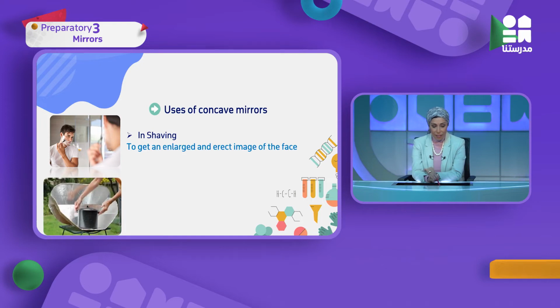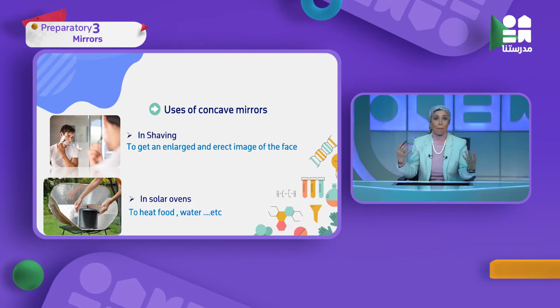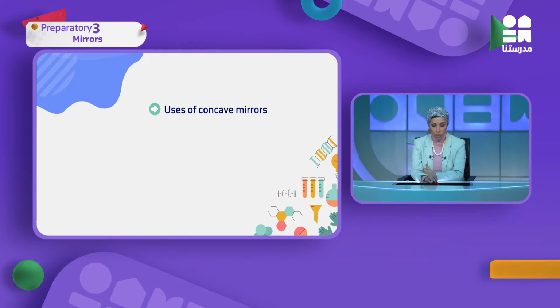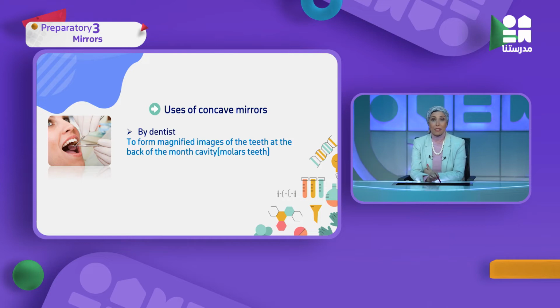Again في إيه تاني؟ In the solar ovens. You know the solar ovens? Solar ovens اللي هي السخانات الشمسية that we use it by the aid of the sun. الsun بتجمع، بتcollect the rays, then after that we can use it in heating, in cooking, in bathing and so on. في السولار ovens. You have to memorize all these uses by the way. By dentist كلنا ما نروح للدنتست، الدنتست بيuse a mirror to see the inner parts of your mouth. يبقى it's a concave mirror.